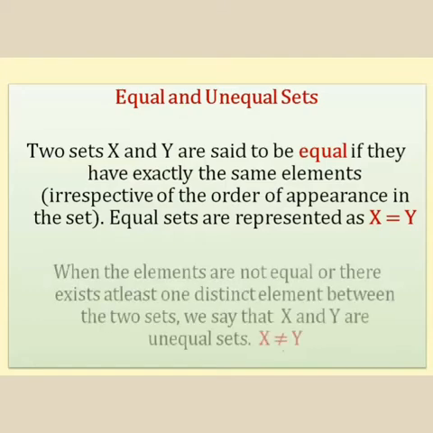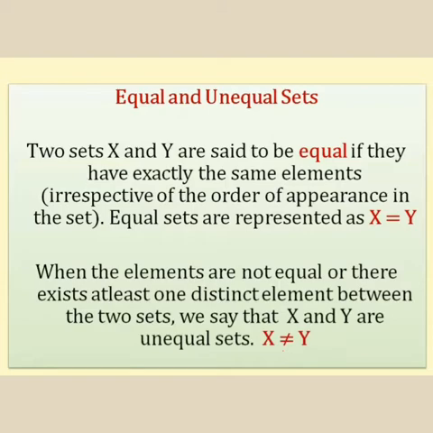If the elements are not the same, for example in set x you have 1, 2 and the y set contains 1, 2, 3, only the 3 is the difference. So if even one distinct element is there, you can say that x is not equal to y. They are unequal sets. We represent equal sets as x equals y and unequal sets as x not equal to y. These are the symbols we are using.